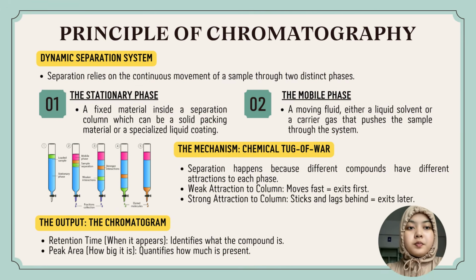Let's look at the principle behind how this works. Chromatography is a dynamic separation system relying on a sample moving through two phases. First, the stationary phase, a fixed solid or liquid material inside a column. Second, the mobile phase, a moving liquid or gas that pushes the sample through.